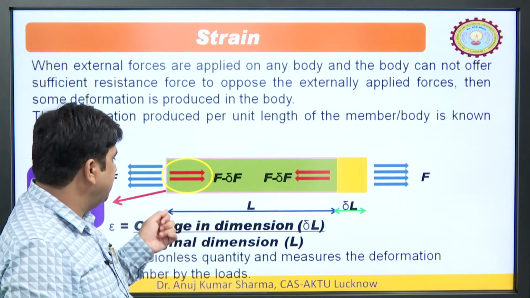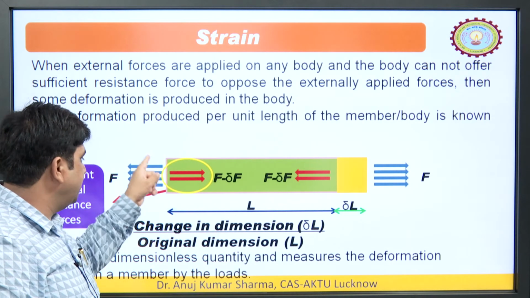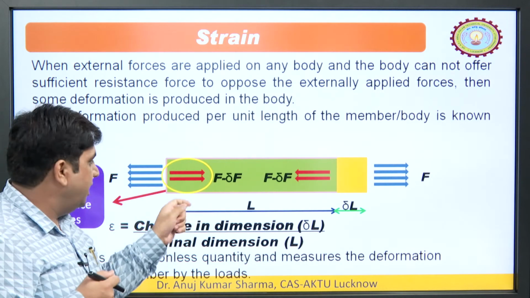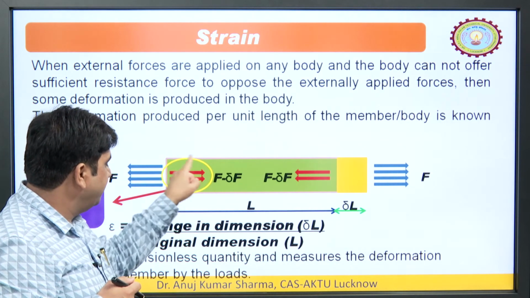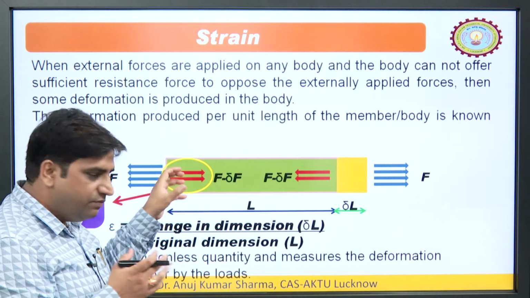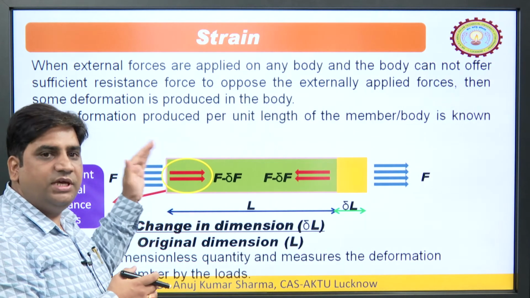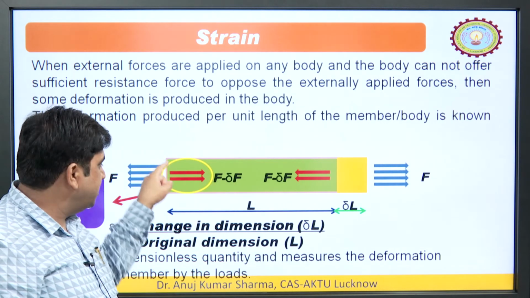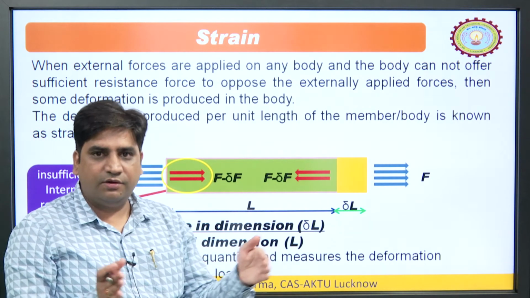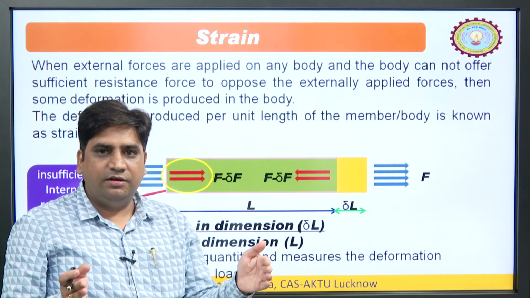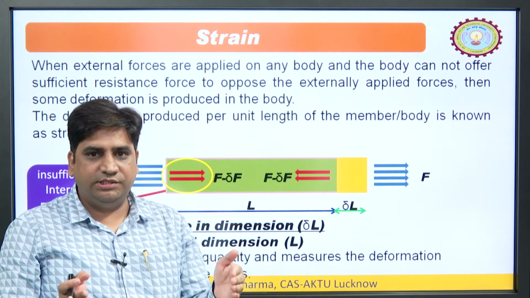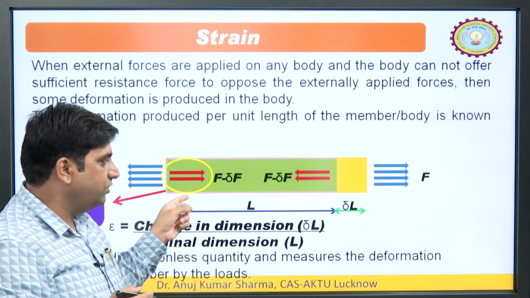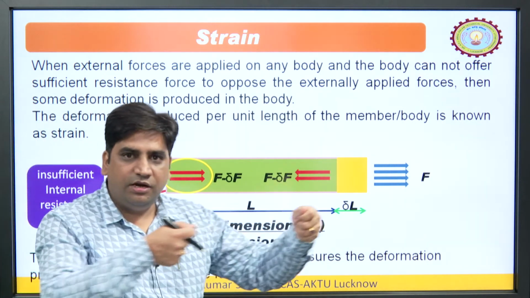Let us say we are applying this much intensity of force externally, it is tensile in nature, and the body is capable of applying only a small force as compared to the externally applied force. Then what will happen to the object? This force will not be compensated by the internally developed resistance force, and as a result this body will get elongated.